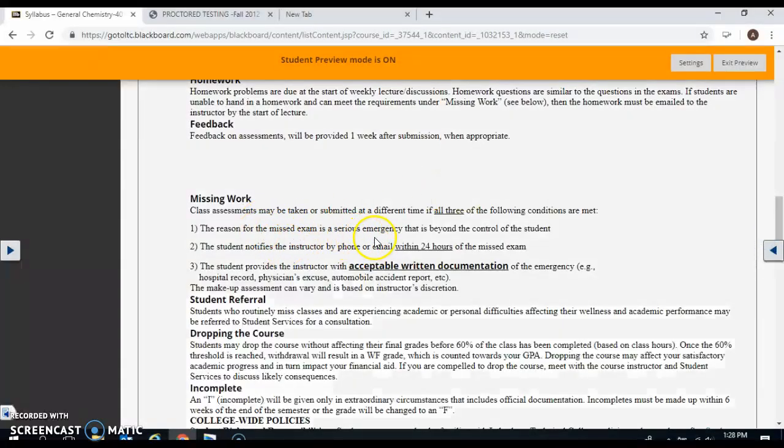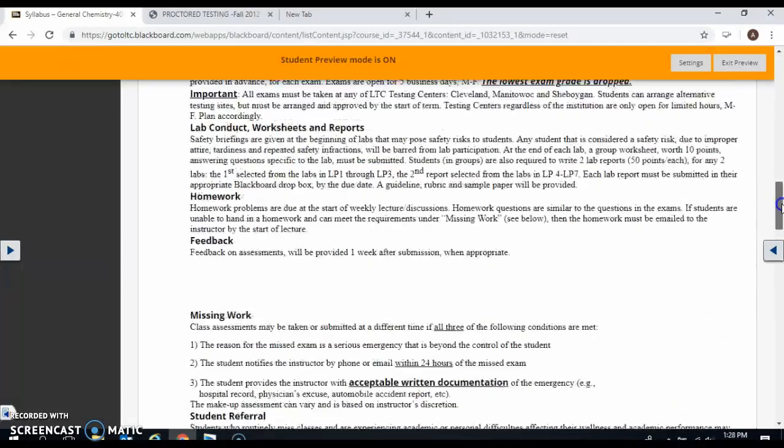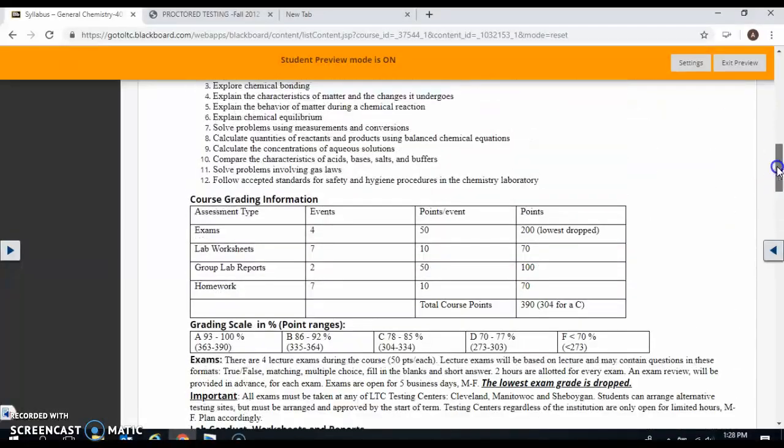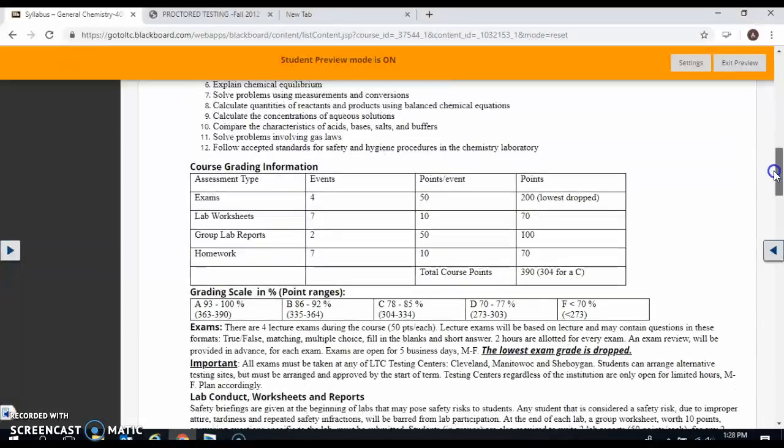It has to be a serious emergency. You can miss work then. Okay, you have to email me or call me, and you have to have, very, very important, acceptable written documentation. You cannot just tell me, oh, something happened. You have to give me evidence that something has happened, all right? So that's very important. So that's an overview of the syllabus, all right?